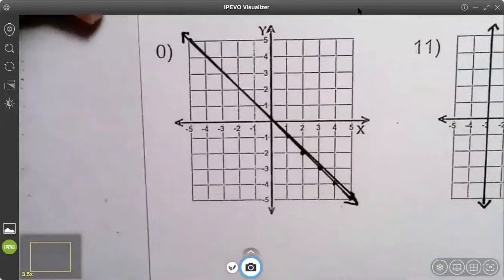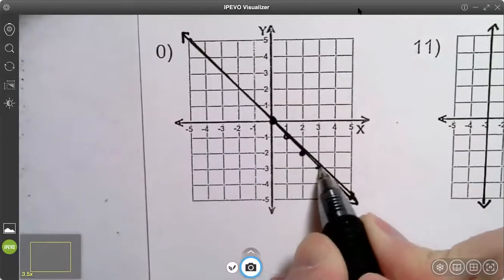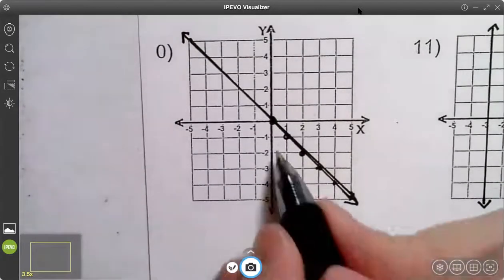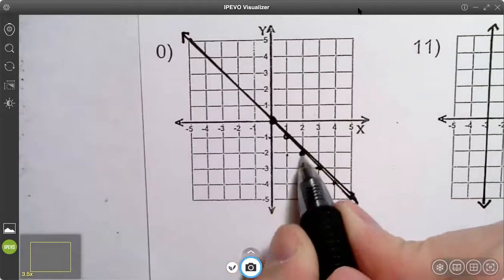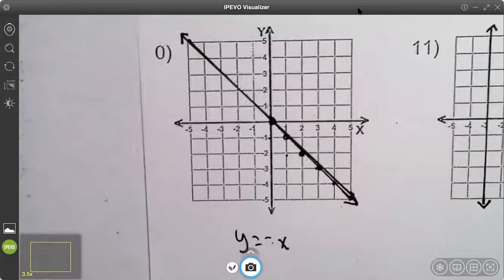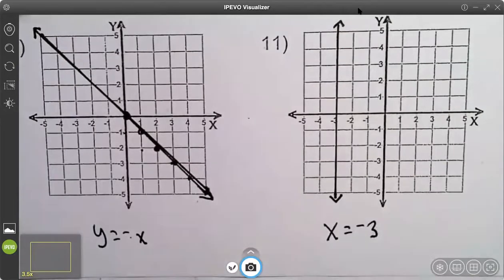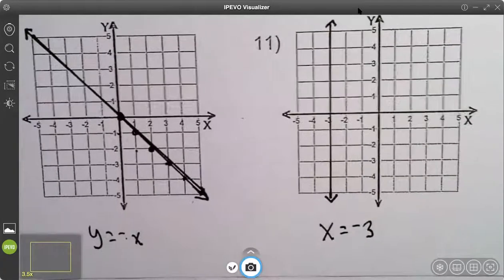Number 10 has a y-intercept of 0. It goes through every single grid in a negative way. My slope is rise -1, run 1, rise -1, run 1. The equation is y equals -x. Your slope is -1. Your y-intercept is 0. Try number 11. If you have a vertical line with an undefined slope, your equation is x equals whatever the x-intercept is. In this case, x equals -3.